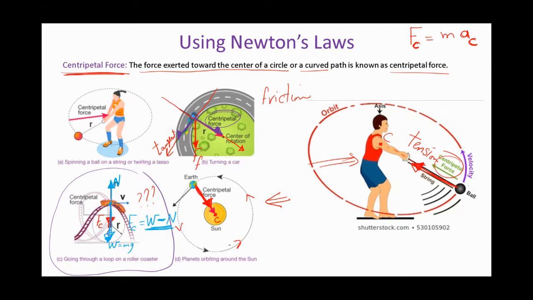Okay, guys? So these are some examples of the centripetal forces in different cases. Again, if the object is in a circle or a curve, there must be a centripetal acceleration, so there must be a centripetal force. This centripetal force might be a tension, a friction, a gravitational force, or a difference between two forces, it doesn't matter, but it must be toward the center of this curve.